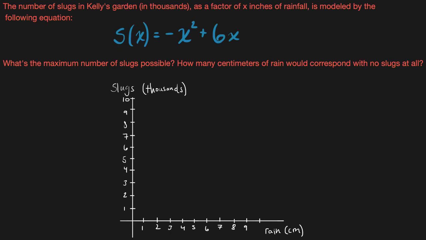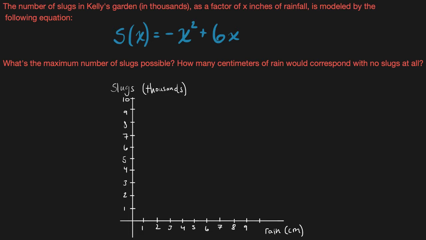In this video, we are going to answer some questions about an equation that is in standard form. So I'll read the situation and then the questions and we'll jump in. The number of slugs in Kelly's garden in thousands as a function of x inches of rainfall is modeled by the following equation. S of x is equal to negative x squared plus 6x.